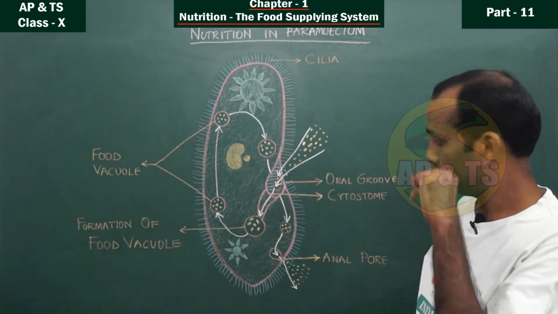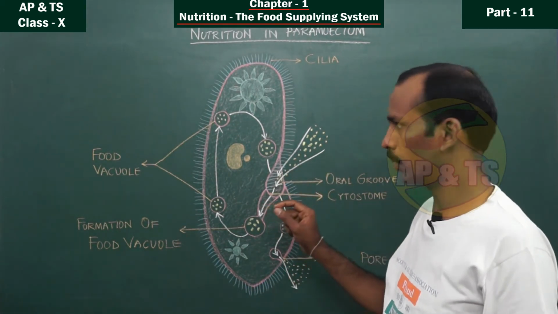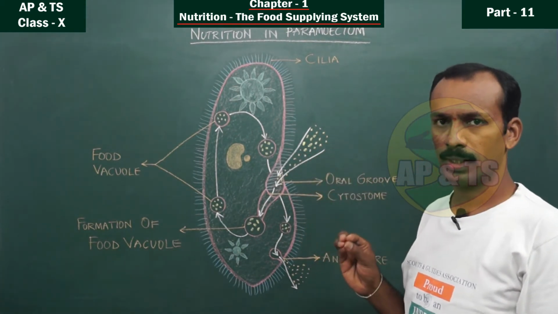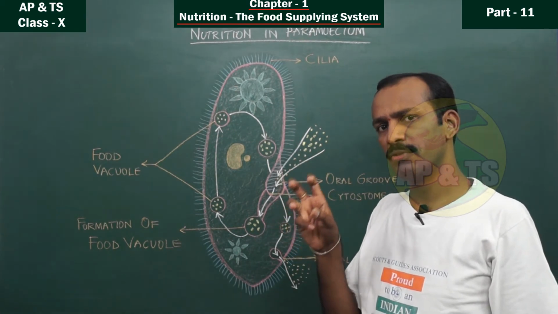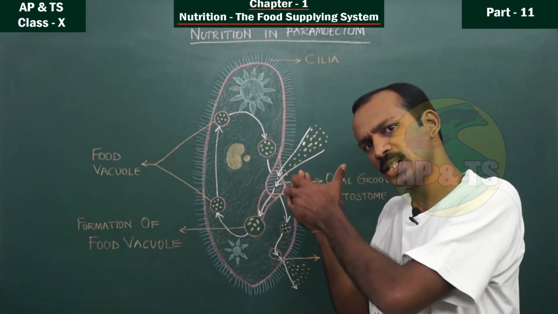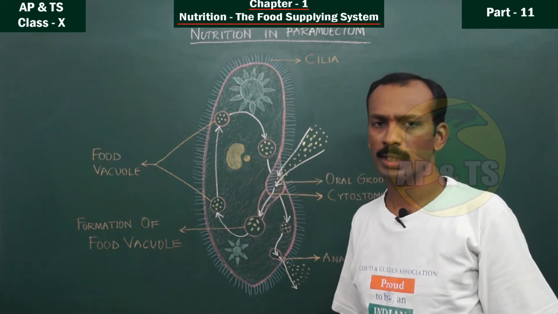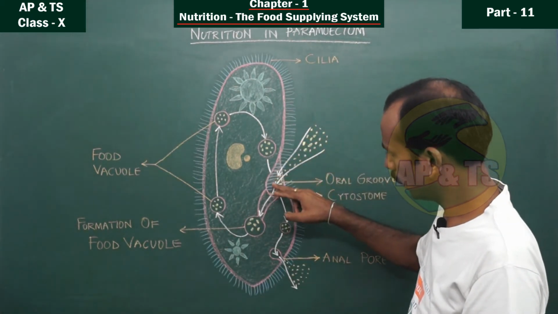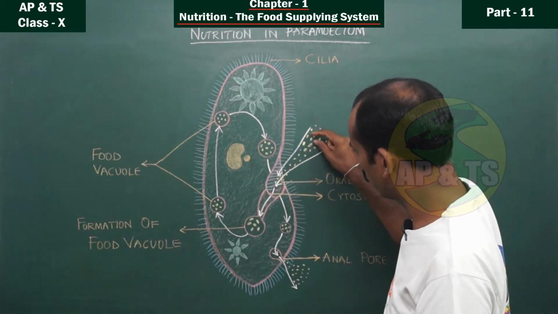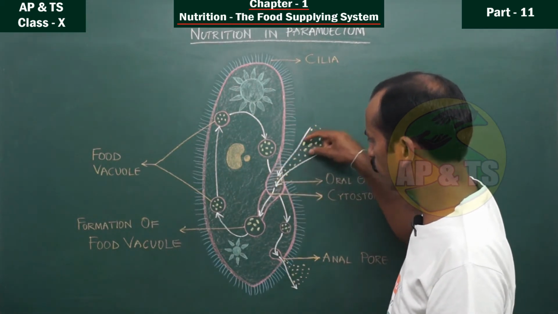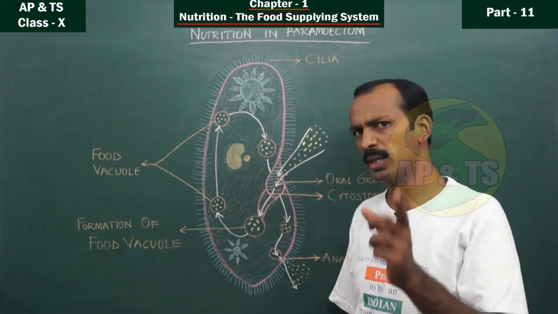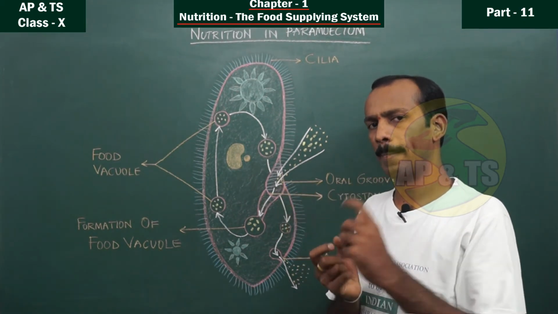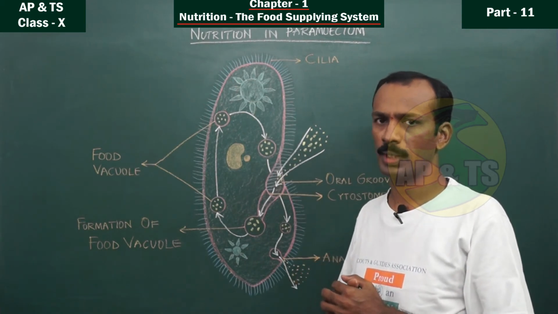Surrounding Paramecium everything is water only. And what does it feed on? It feeds on food particles which are present in the water. It not only selects food particles, along with food particles it takes water also. There is continuous movement of water through this oral groove. So how does the food move inside? I want to tell you the difference of capturing food in amoeba and Paramecium.